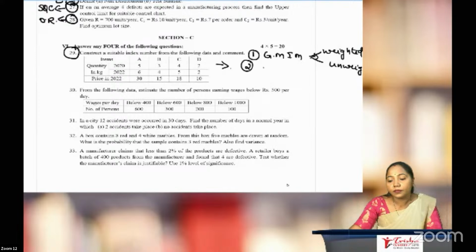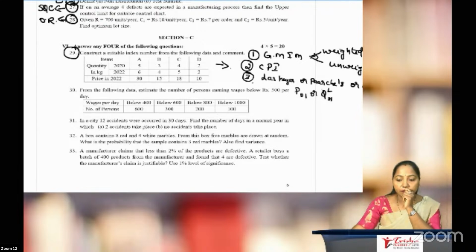Or it could be consumer price index number, or Laspeyres, or Paasche, or Kelly's, either price index number or quantity index number. It could be simple arithmetic mean also, but very rarely they have asked. But more chances are for these questions when it comes to problems. Then you can expect theory questions here, that is from index number.